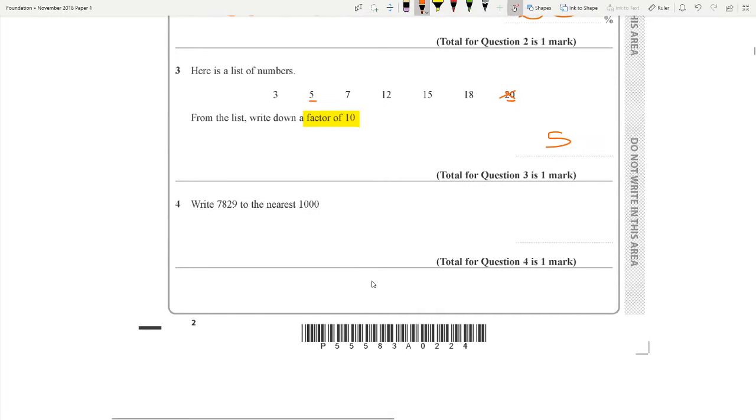Question number 4. Write 7,829 to the nearest 1,000. Okay, so when we've got the number 7,829, we're rounding to the nearest 1,000. So here's my thousands here. So you can make your imaginary line over here. And remember, every time you're rounding, you want to look at the number that comes immediately after. And the question you're asking is, is it 5 or more? If it is 5 or more, then it rounds up. If it's less than 5, it just rounds off. Here in this case, 8 is 5 or more, so therefore 7 will round up to 8 and put a 0 in the other place values. So the answer is 8,000.